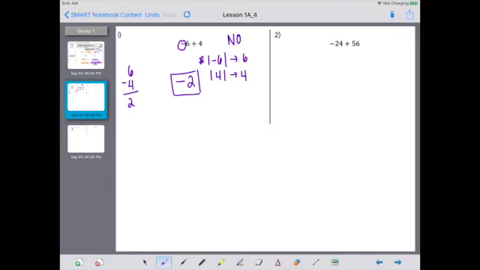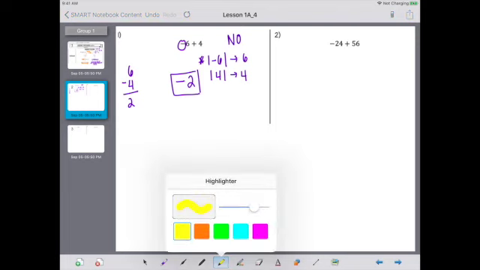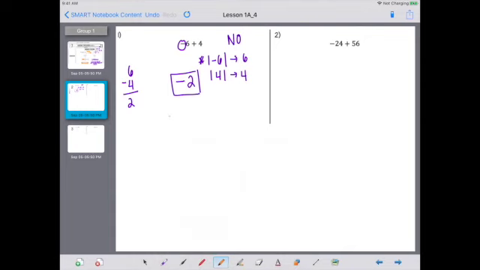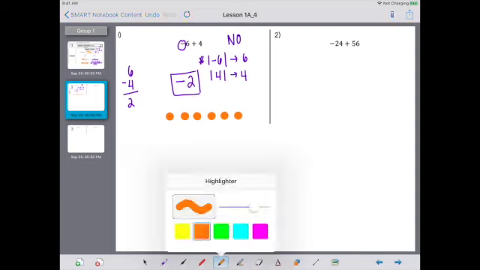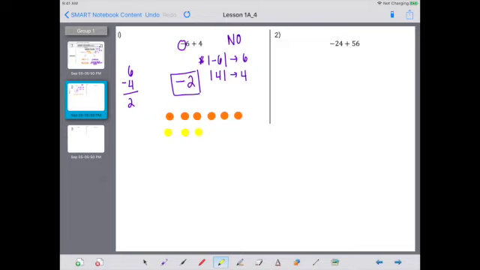So what I'm going to show you next is how we can use manipulatives. In a class, in a different setting, you would have these tokens, or you can use different colors. Usually we would use red and yellow. Let's do orange. All right, so if we have 1, 2, 3, 4, 5, 6, orange is our negative. We have positive 4. 1, 2, 3, 4.